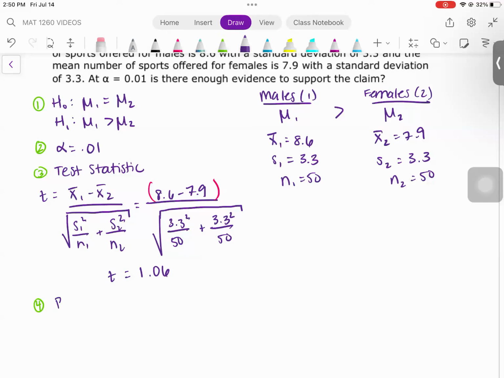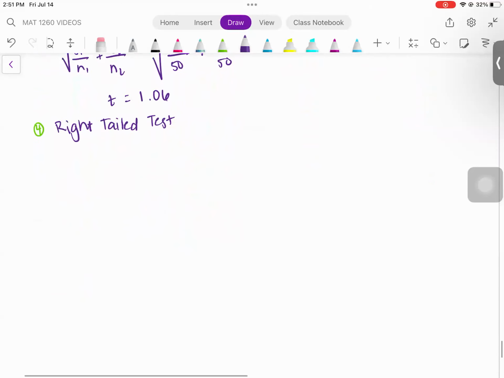Step 4, this is a right-tailed test. I'm going to use the p-value method for this example. Remember that the p-value method is based on our test statistic. Because this is a t-test, we're dealing with means, we're going to use t.dist. And to make our decision, we're going to compare our p-value and alpha.